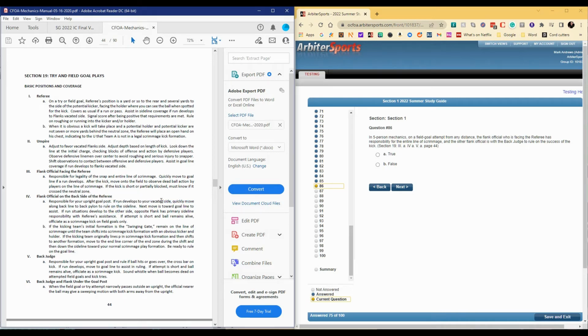If a run develops out to your vacated side, quickly move along the back line to the back pylon to rule on the sideline. Next move is toward the goal line to assist. So, this isn't written in stone, guys. There are crews that use the umpire as the person underneath in certain situations. So I don't want you to go away thinking this is absolutely gospel. But this is the mechanic that is in the manual, so it's true.